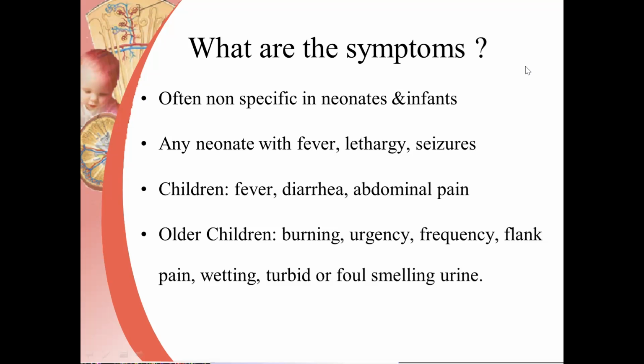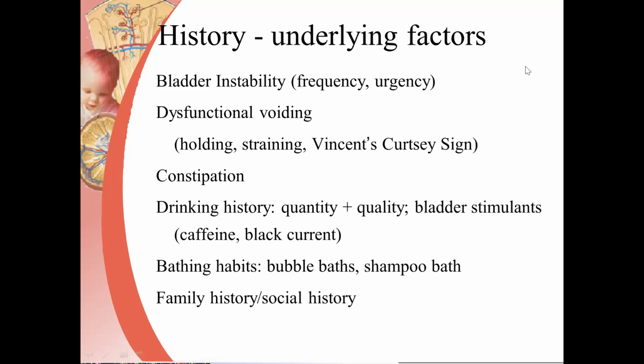In older children, whatever we have mentioned earlier in the form of burning micturition, urgency, frequency, flank pain, wetting, all those things can be classically elicited. A turbid and foul-smelling urine can be a symptom. The parents often come and report that the urine is cloudy. So it's like buttermilk, they say. So that is a common symptom, even in neonates. So smelly urine and cloudy urine can be a symptom in a neonate, which is an indirect symptom told by the mother. Now, history taking is important in urinary tract infection.